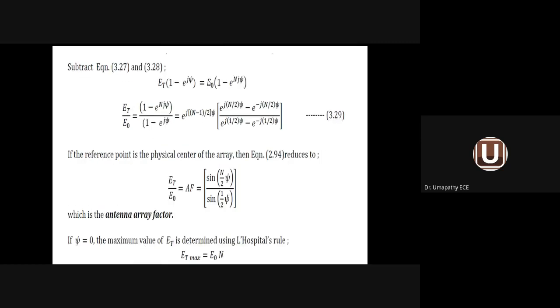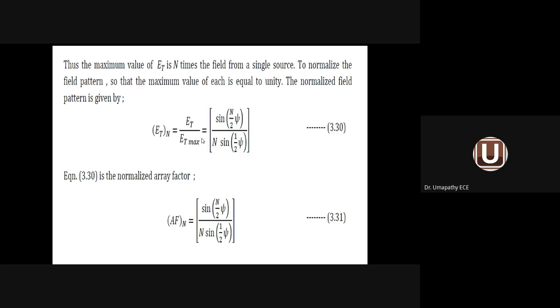We do some subtraction, then we are simplifying. We are substituting sine in terms of e power j terms. Then we are finding the antenna array factor. I want to find the normalized antenna array factor. So that becomes 1 by n, sine n by 2 psi divided by sine 1 by 2 psi.